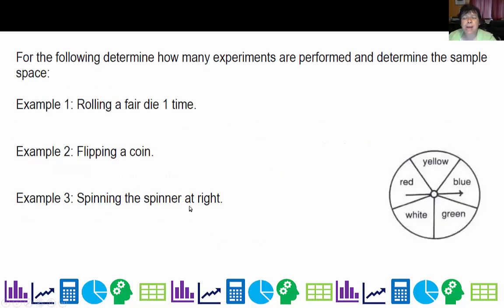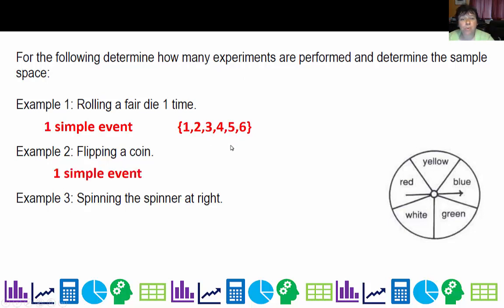So for the following, determine how many experiments or events occur and determine the sample space. Rolling a fair die one time. That's just a simple event because we're only having one outcome at a time. And possible outcomes are 1, 2, 3, 4, 5, or 6. For flipping a coin, just like we said before, that's a simple event with heads or tails.